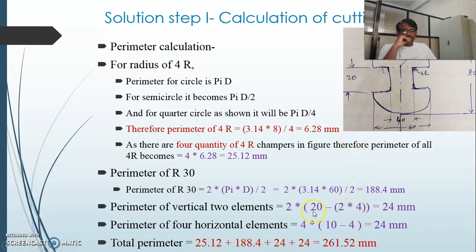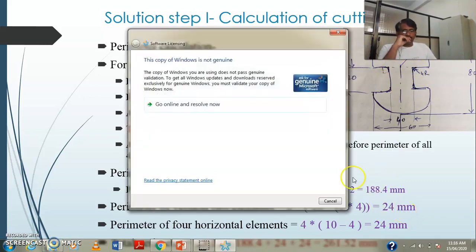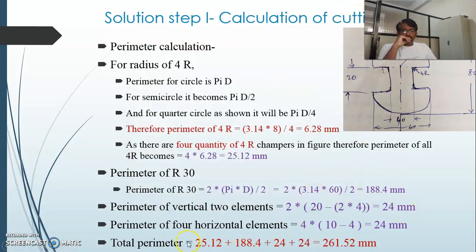Okay, so it becomes now 2 into 20 minus 2 into 4, that is equal to 24 millimeters. So both side vertical elements total perimeter becomes 24 mm. Next, the perimeter of the 4 horizontal elements.